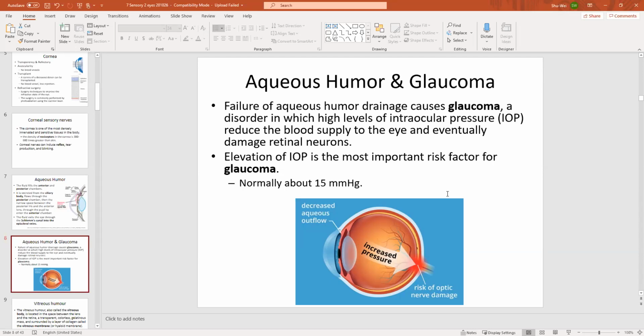So that's why you need to know about glaucoma. The quiz question would be: glaucoma is related to what? Elevated IOP, intraocular pressure. And another question would be: intraocular pressure is caused by which fluid? The aqueous humor, located in the anterior chamber. That's why we need to know this aqueous humor and its flow, because that is very clinically relevant.